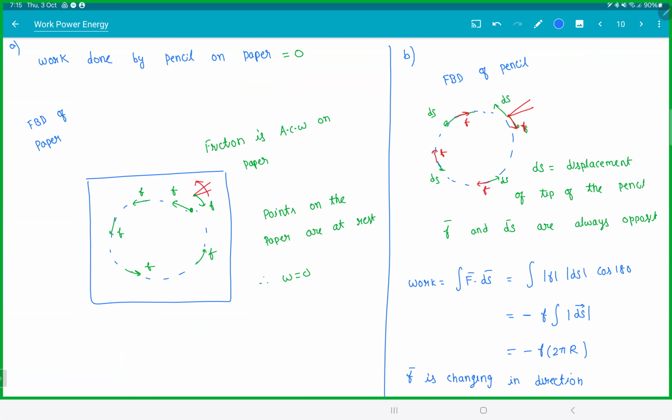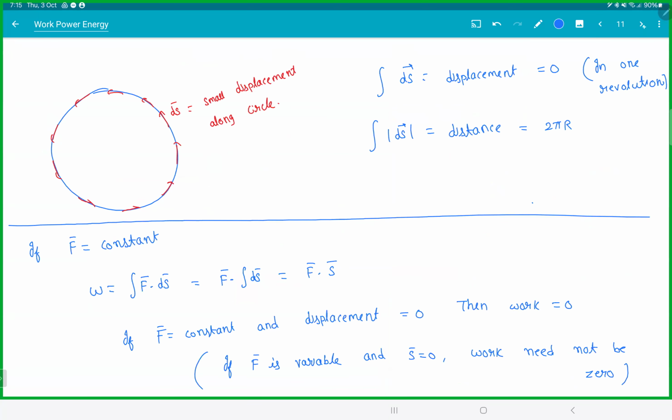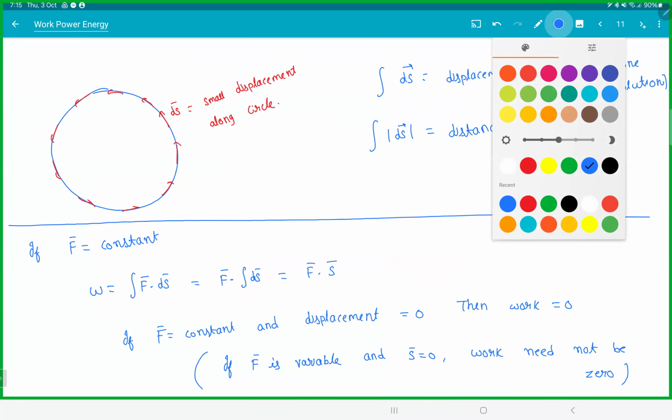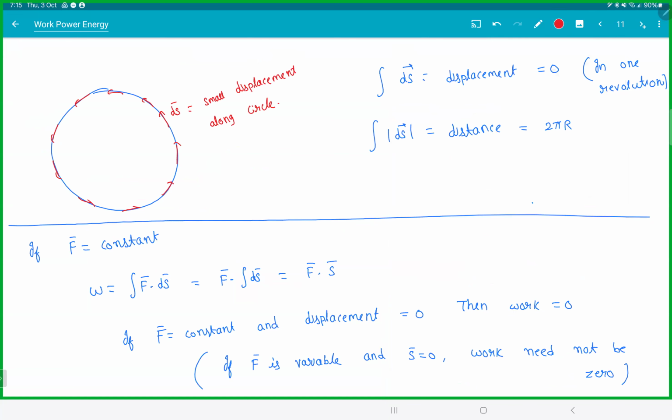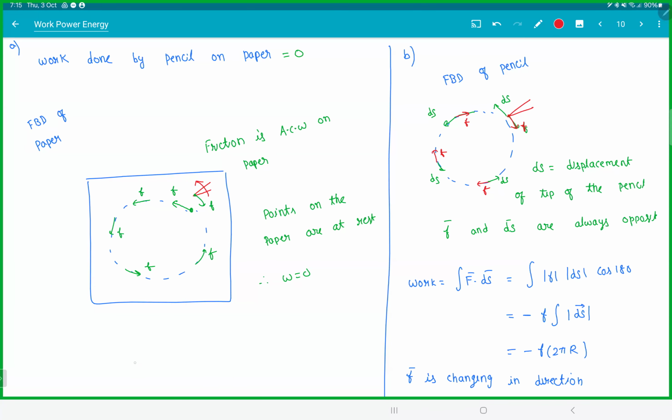Any doubts on this? Everyone clear with this? And remember one more thing: there is no concept like Newton's third law for work. If I do work on you, you must do work on me, that is not valid. Did you see here? You're doing zero work. Pencil on paper is zero, but paper on pencil is not zero. So that is one more conceptual thing you can keep in mind. So I can just add it here.